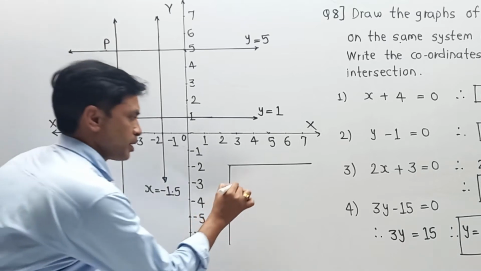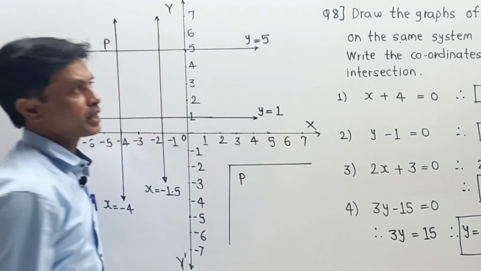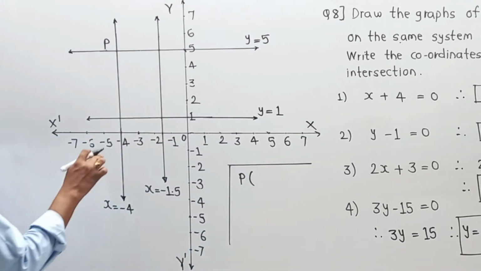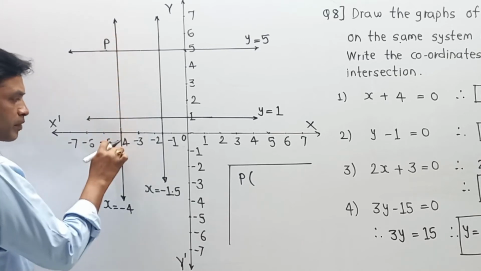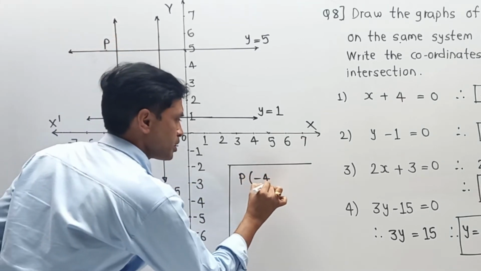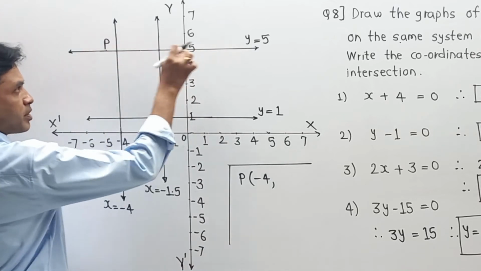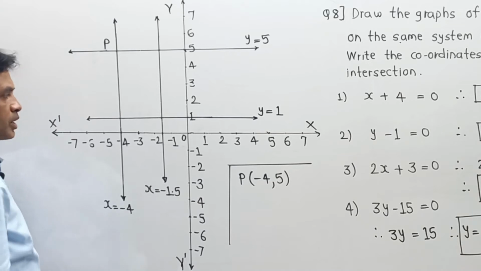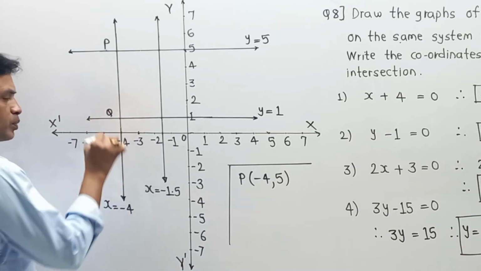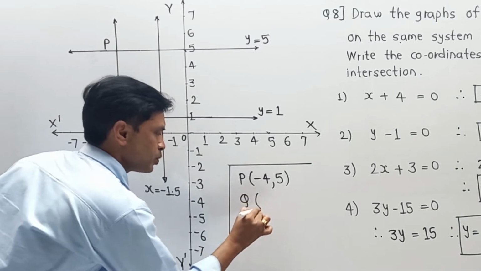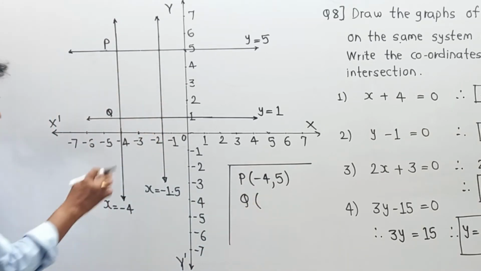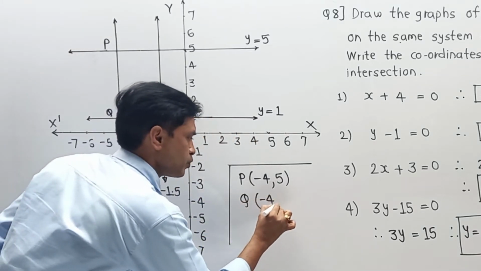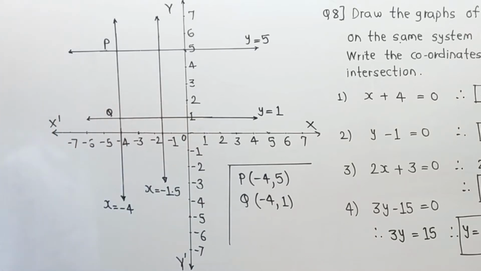Now P has a coordinate, because we are supposed to write the coordinates of the points of intersection. First of all, we have to write the value of x. For P, the value of x is minus 4 and the value of y is plus 5. This is the first point of intersection. Now the second point, I am going to call it Q. The value for Q is x is minus 4 and y is 1. So minus 4, 1. This is the second point of intersection.